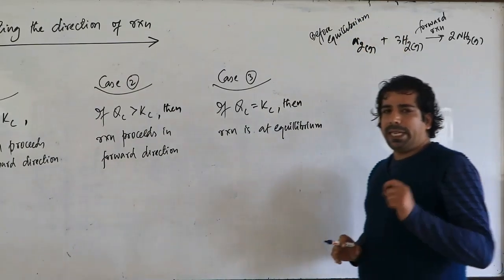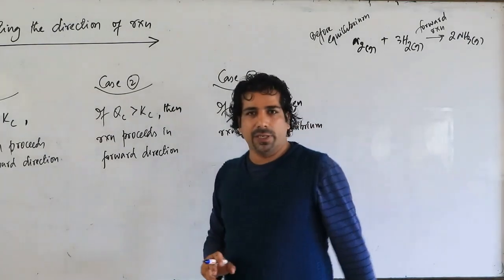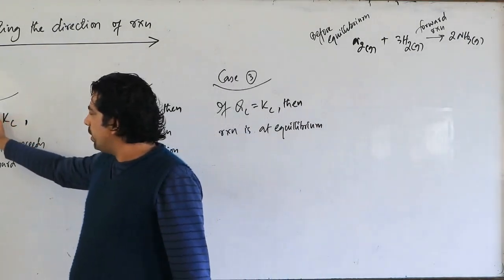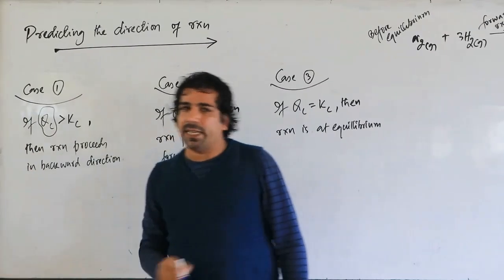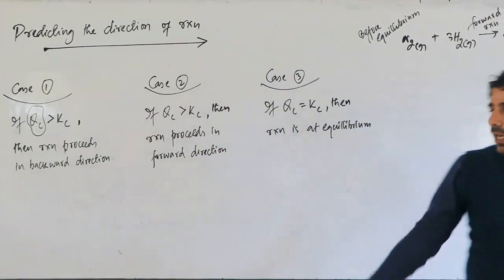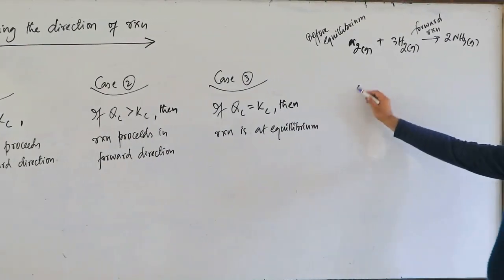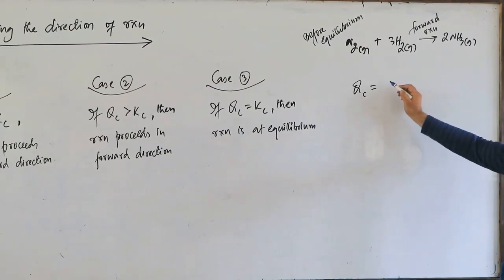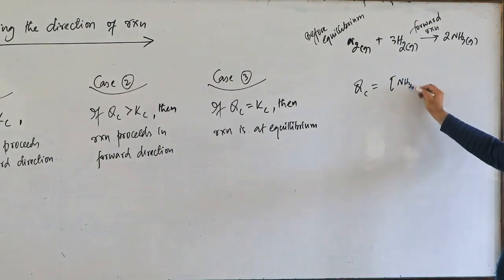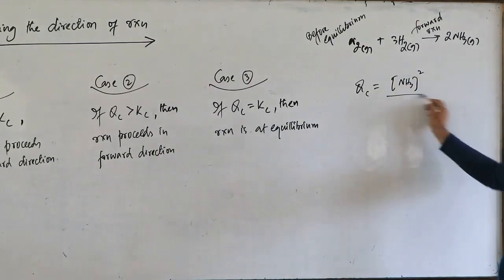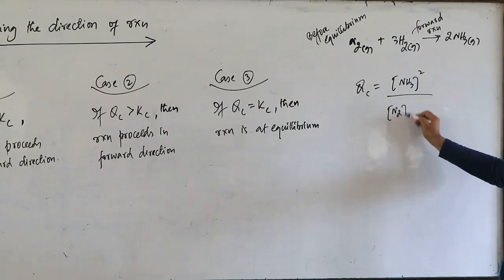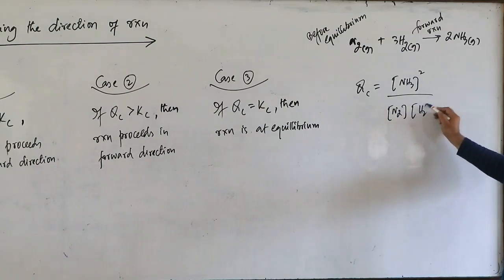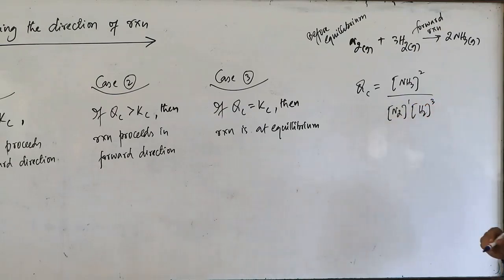Now, when the equilibrium has not been achieved, at that time I can take only the Qc value. I have given you this idea in the thermodynamics chapter also. I can take Qc for this reaction. Qc is equal to the molar concentration of products raised to the power 2, divided by the molar concentration of reactants raised to the power of their stoichiometric coefficients, my dear friends.